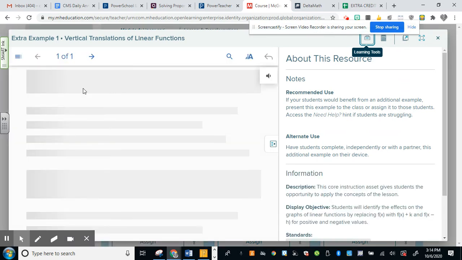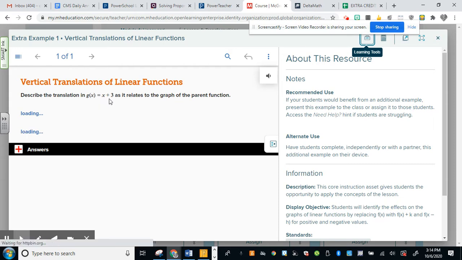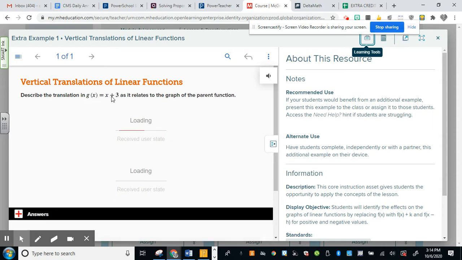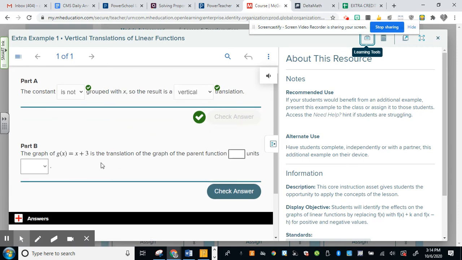So here we have a slow computer. Here we have these, and they're not grouped together. I don't see a hug. So we have a +3. That means I'm going to move up 3. So it's not grouped with the x. So the result is a vertical up and down. Horizontal would be stretched. So part B, here, this is a translation. How many units? 3 units. And we're going up. Correct.